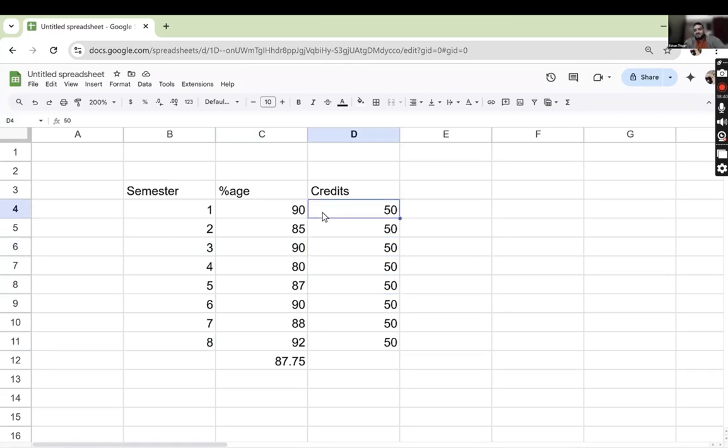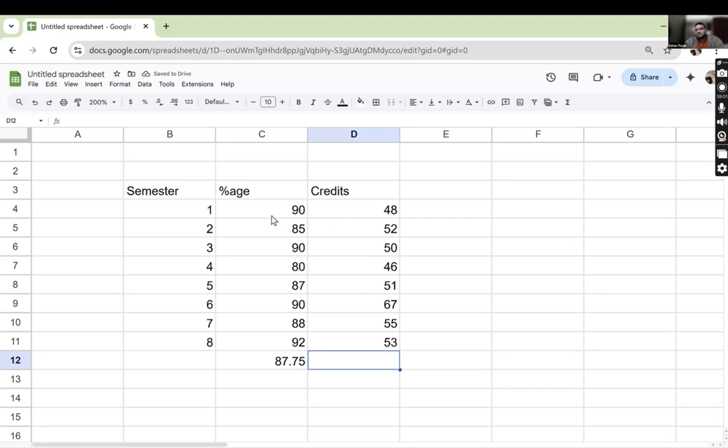Reality was like my first semester was of 48 credits. My second semester was of 52 credits. My third semester was of 50 credits. My fourth semester was of 46 credits. Fifth one was again 51. Then sixth one was like 47. Eighth one was like 55. And last one was 53.